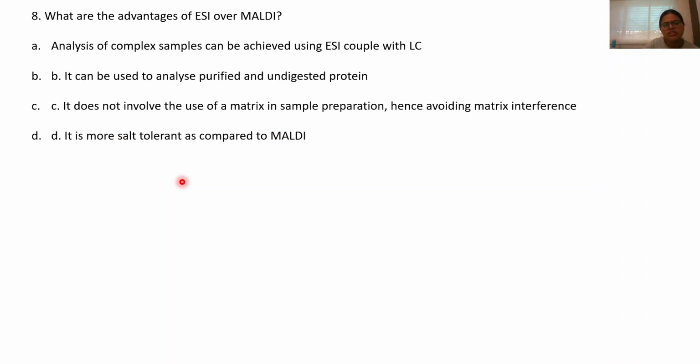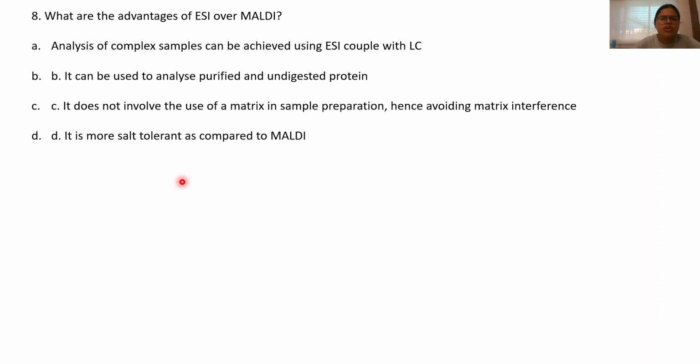Ma'am. Yes. But I think in the notes that's given to us, it says that ESI can analyze the higher molecular weight samples. So I was confused with option B.